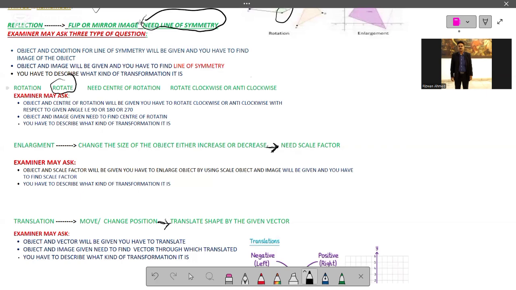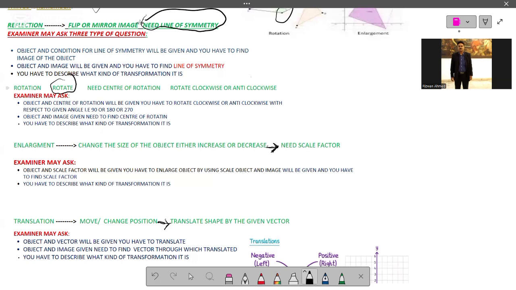So in the second case, object and image are both given, and you need to find the center of rotation. So that is the important aspect. And the third one is similar to the others: you have to describe what kind of transformation it is. So these are the three possible questions that the examiner may ask.